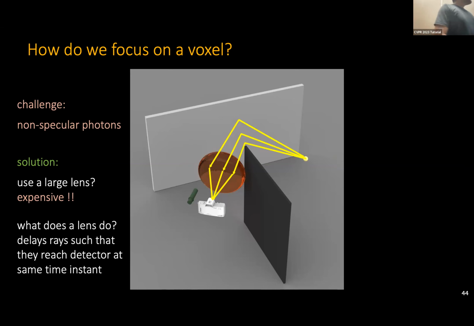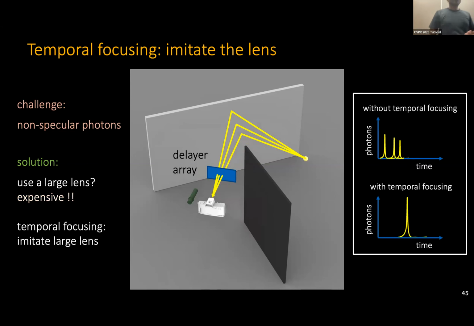So a large lens is impractical, but can I imitate or mimic a large lens? Okay, that's what we call temporal focusing, where we initially theorized, what if we built a delay array so that we delay the light in a specific manner, so that all the light coming from the voxel that we are scanning is going to come to the camera at the same exact time instant, but all other light will have different time instances. That's what we thought, but building this delay array turned out to be very expensive.